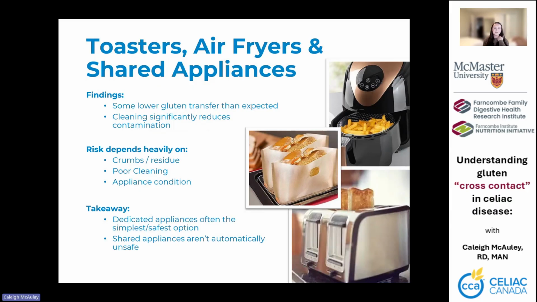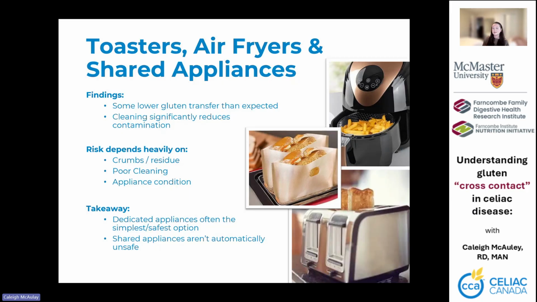And this is kind of surprising with the research. Appliances often cause a lot of anxiety. People are not sure if they should have a separate one, but the research, again, is more reassuring than people expect. More recent studies tested shared toasters and other kitchen appliances like toaster ovens. They found lower gluten transfer, and cleaning significantly reduced the risk. I say that, but I also say context matters here. Risk depends on many different factors: crumbs, residue, and the condition of the appliance. Every situation is going to look different.